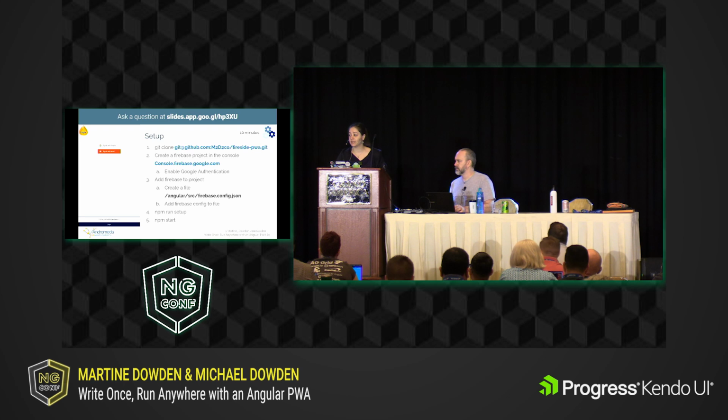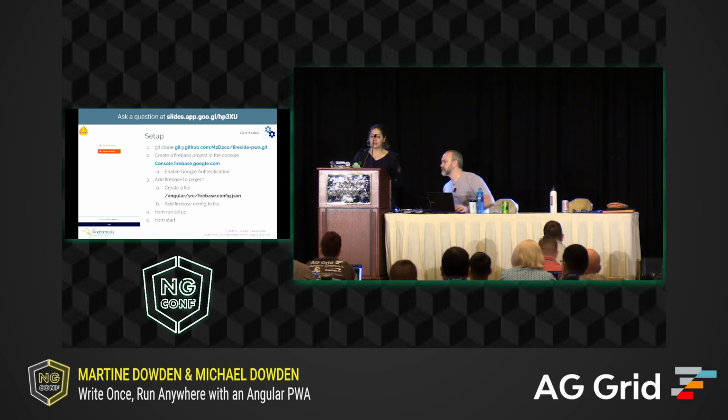So we're going to give you a couple minutes to go ahead and clone the repository. This is where you're going to be able to find all of the code for the application. Then what you're going to need to do is, again, go into the Firebase console and create that project and enable Google authentication. And finally, get that config file we were just talking about and create a file under Angular source called firebaseconfig.json. And that's where you're going to put that config file.